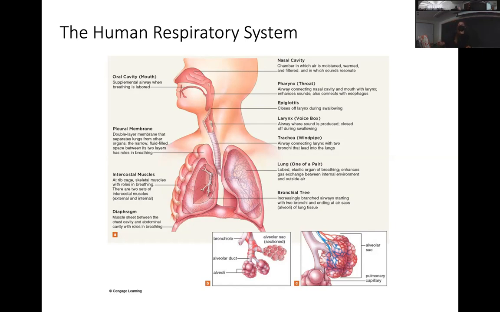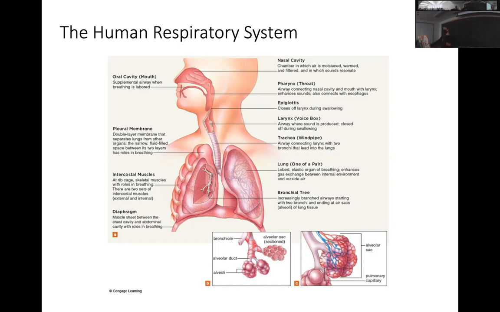The word pleural, singular and plural, if you're like an English major or you remember that from maybe your high school English class, having something that's plural means more than one. So the people went on a walk instead of saying the person went on a walk. That's the difference between singular and plural. So a pleural membrane is a double layer membrane that separates lungs from other organs. The narrow fluid-filled space between its two layers is where the role happens for breathing.